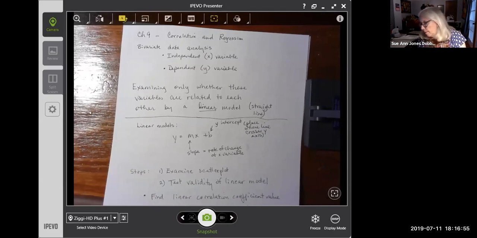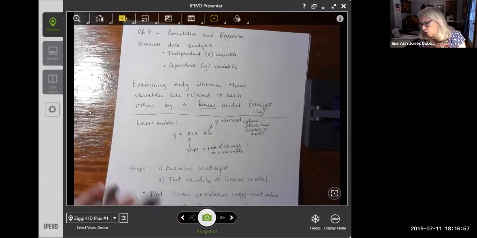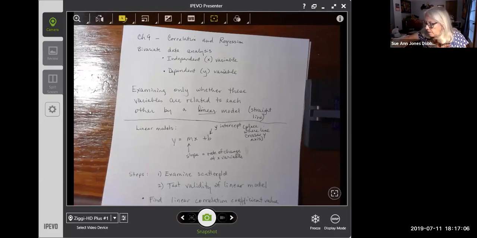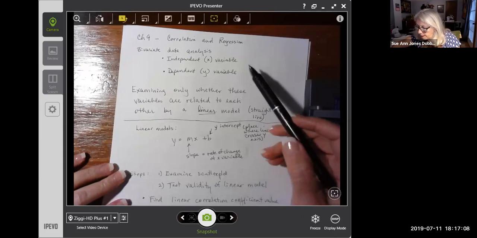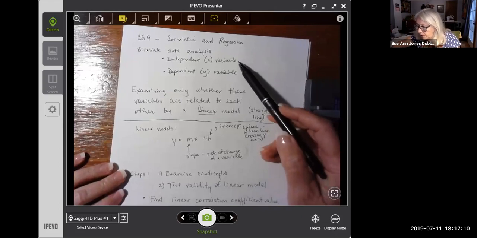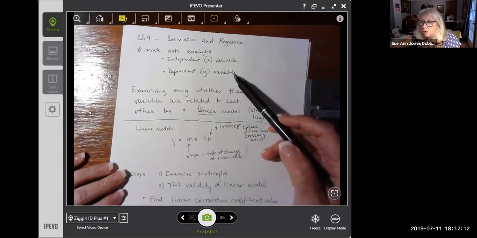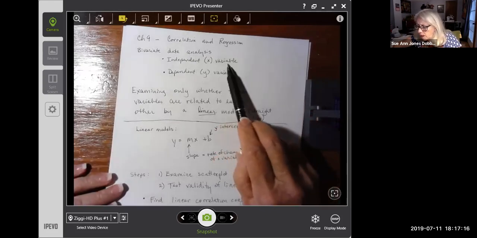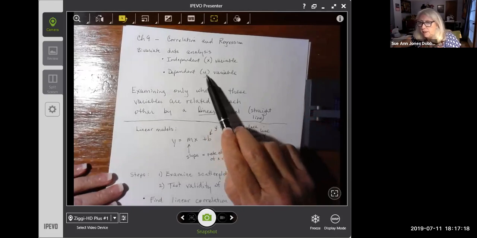So, correlation and regression looks at bivariate data analysis. And by bivariate, we mean that these are trying to examine the relationship between X and Y variables, so two different variables, one of which will be considered the independent variable and one of them the dependent variable.